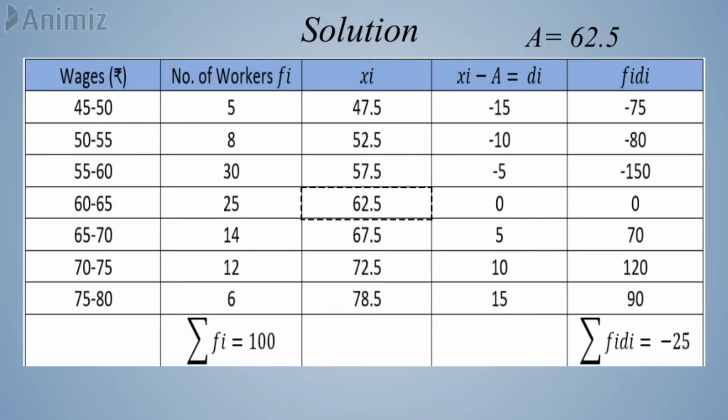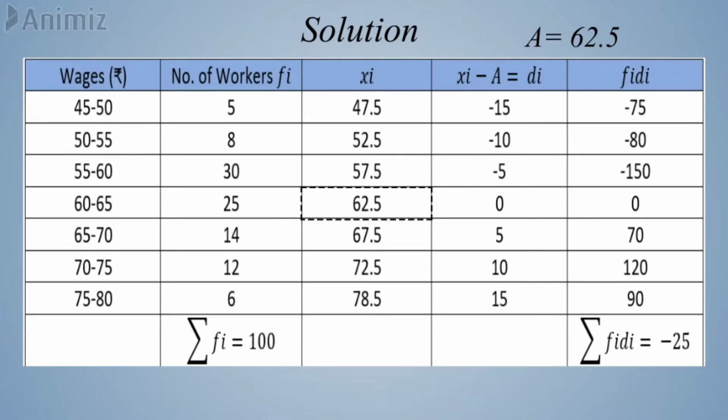After this, you have to calculate fi di. For that, you have to multiply the numbers of the second column with the fourth column. So 5 into minus 15 will give you minus 75. 8 into minus 10 is minus 80. 30 into minus 5 will give you minus 150.